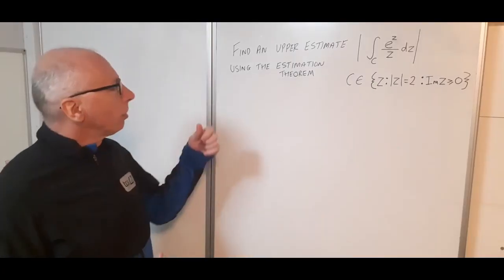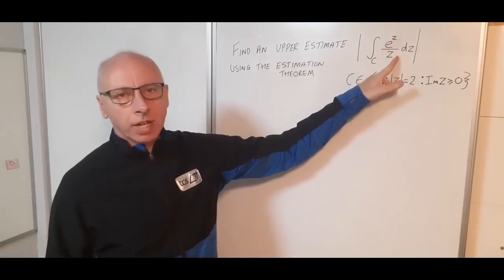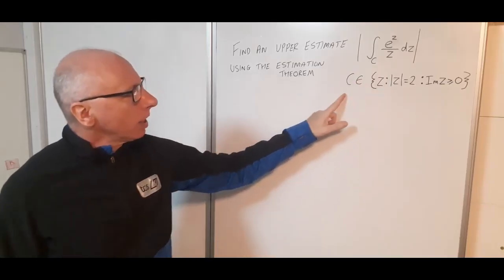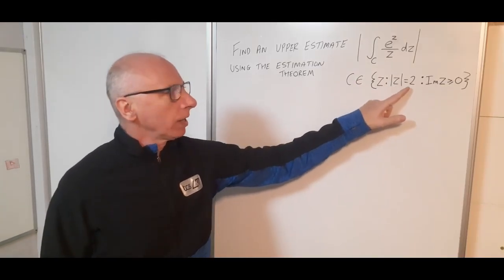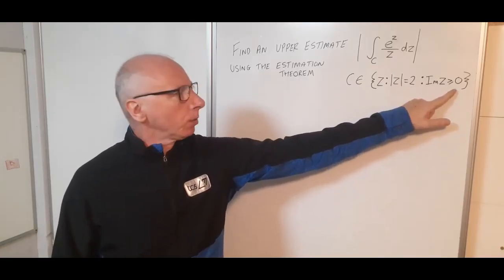So here we've got a question. We want to find an upper estimate for this integral here, e to the z over z with regards to z over the contour C. Now C is a closed contour and it's where the absolute value of z equals 2 and the imaginary part of z is greater than or equal to 0.